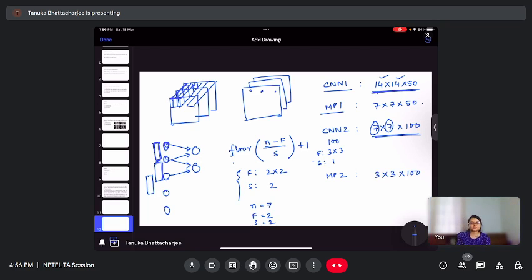Very well. So basically this 2 cross 2 kernel with stride 2 is generally used to halve the dimension of the previous layer.